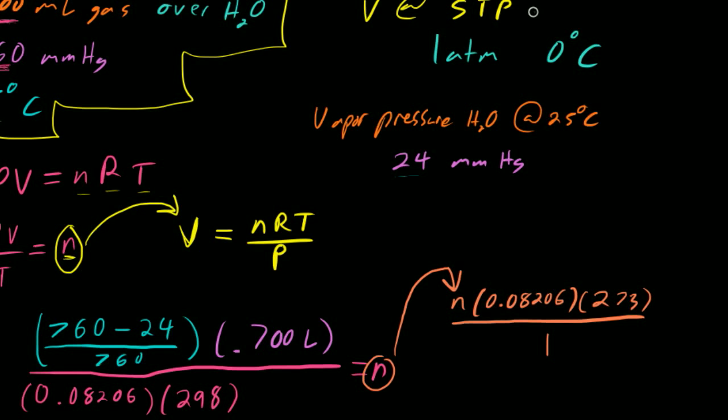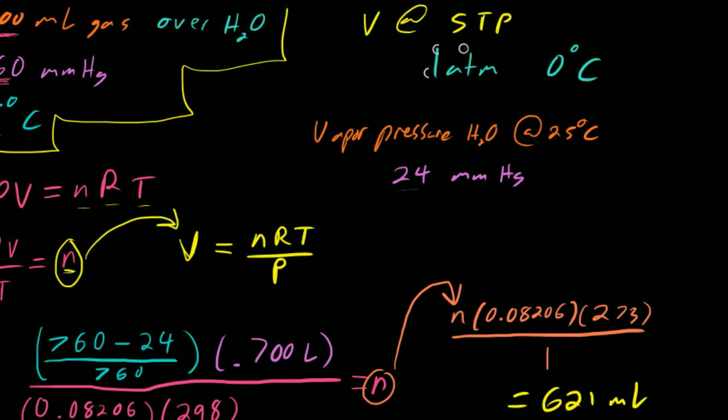So let's write that down. So this would give us 621 milliliters of volume. That is how much volume our gas would occupy at standard temperature and pressure that is not over water. So that's how much volume it would be if we're not collecting it over water and we don't have to worry about the vapor pressure of water. So this is what our answer would be.